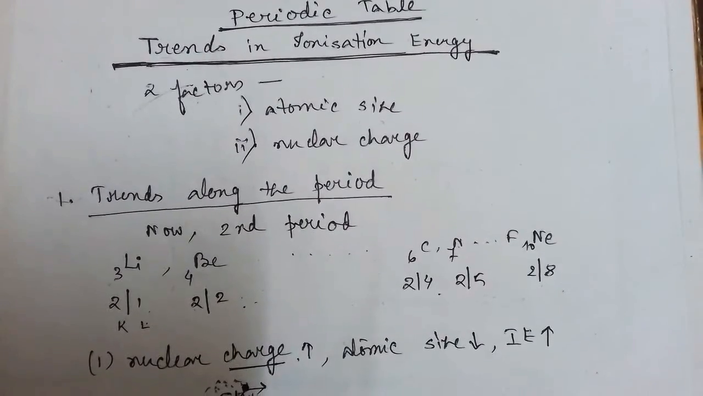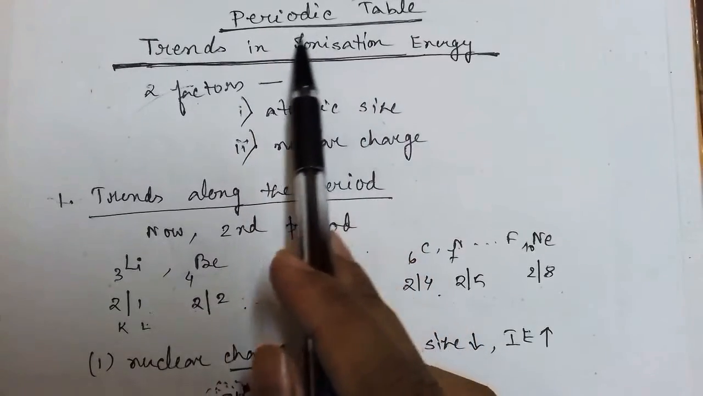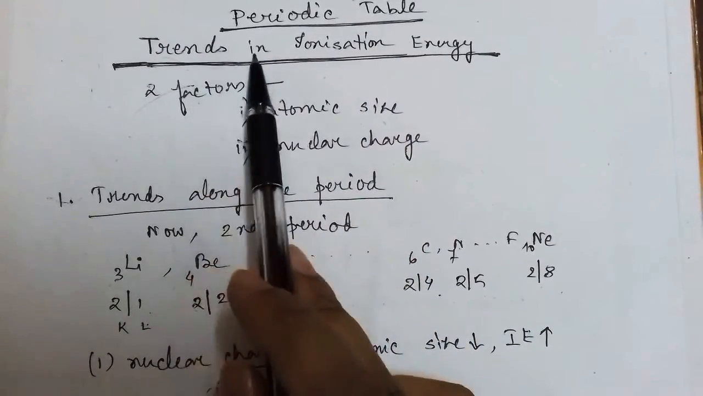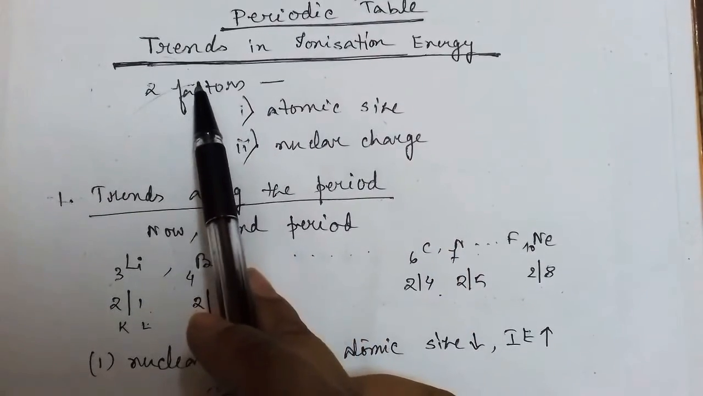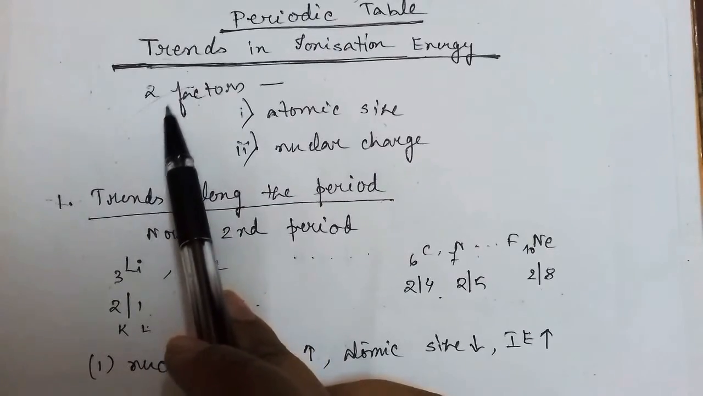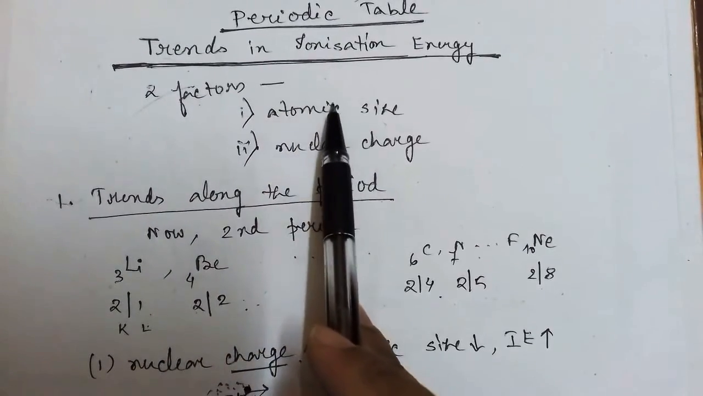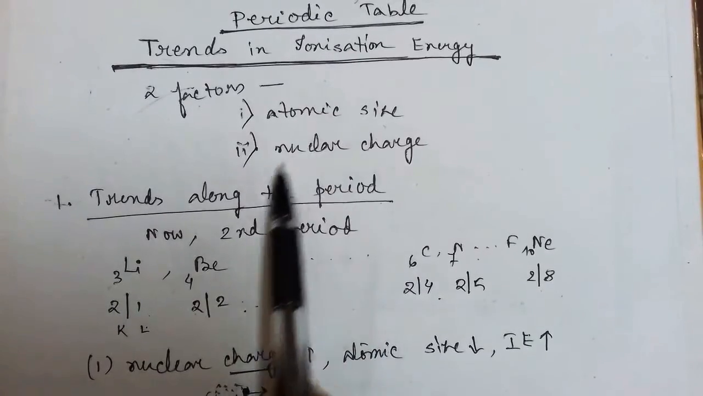Today, we will continue the same chapter, periodic table, and today's topic is trends in ionization energy. In the previous class, we read that ionization energy depends on two factors. The first one is atomic size, and the second one is nuclear charge.